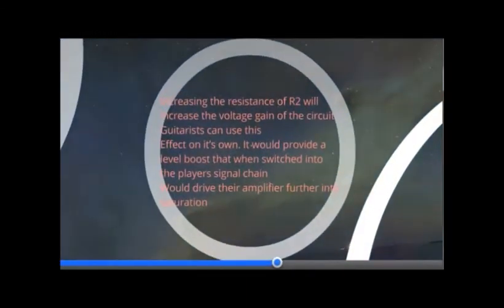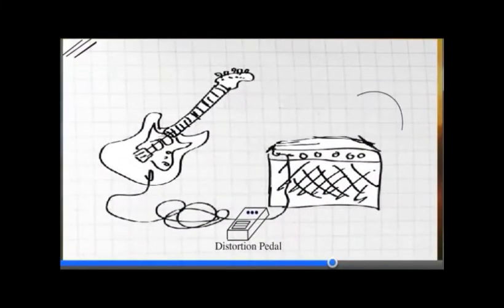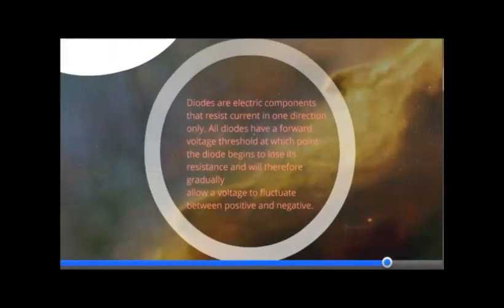Working of guitar pedals. Increasing the resistance of R2 will increase the voltage gain of the circuit. Guitarists can use this effect on its own. It would provide a level boost that, when switched into the player's signal chain, would drive the amplifier further into saturation. Heavy metal guitarists could use this effect when they play a solo in the middle of a song, as it will give them the extra cut that they need to be heard above the rest of the band.